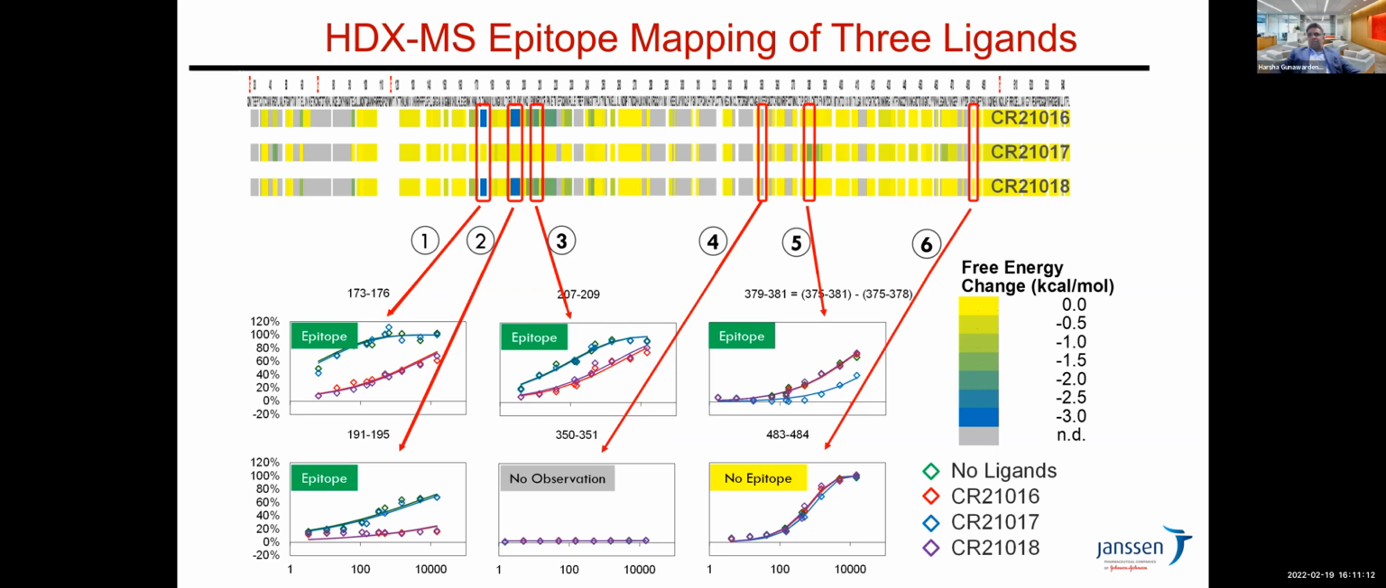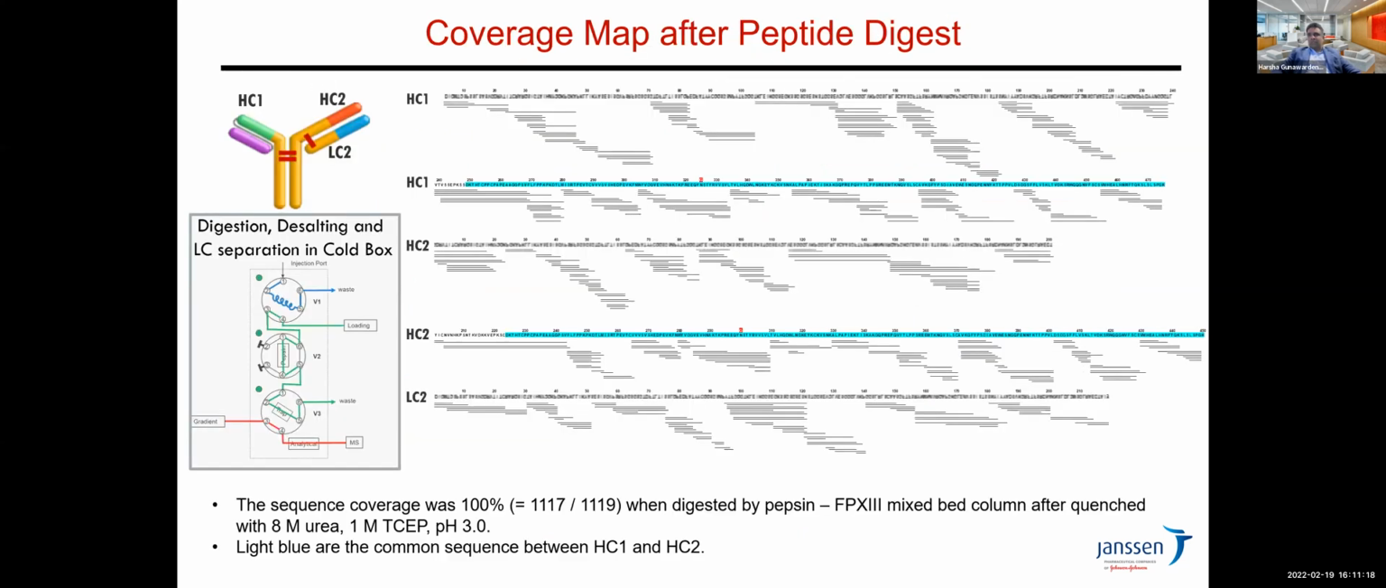Now that we have some background on how we interpret these uptake plots, I will show you and walk you through the results we obtained for the bispecific antibody dimer. As I mentioned, the first step of the experiment is to evaluate the digestion efficiency. In any HDX experiment, digestion and LC separation are done at low temperature and low pH to reduce back exchange.